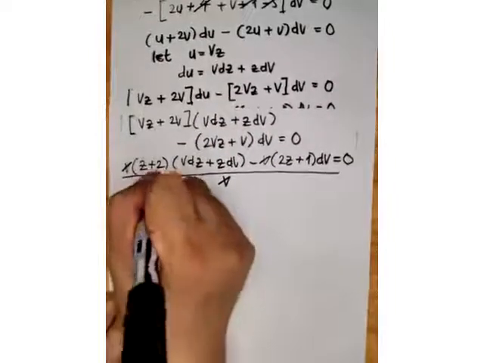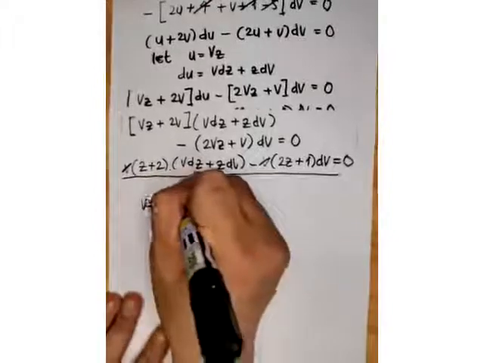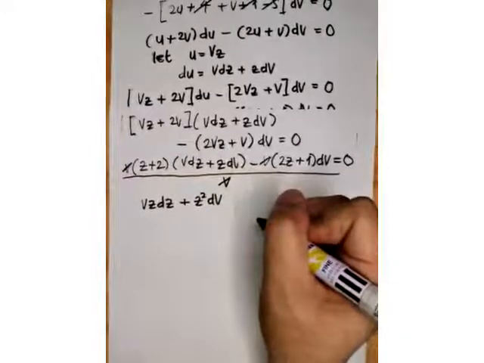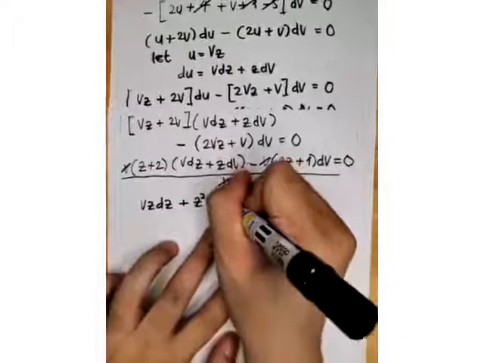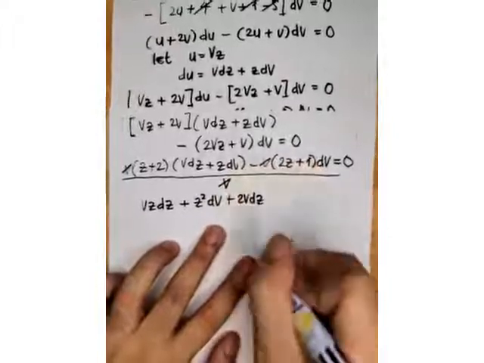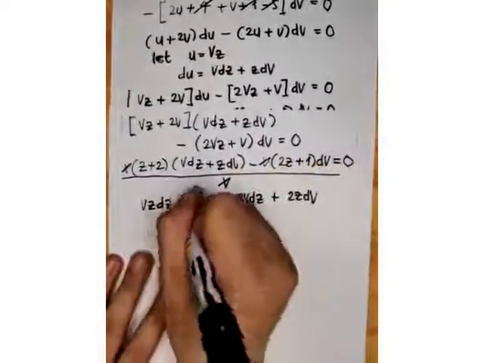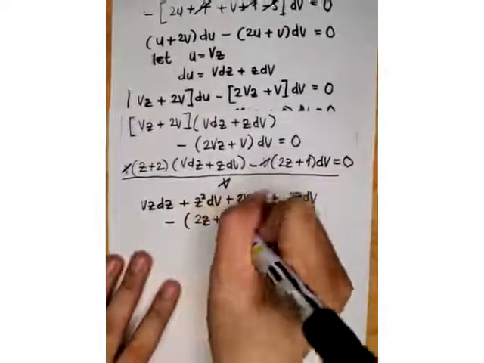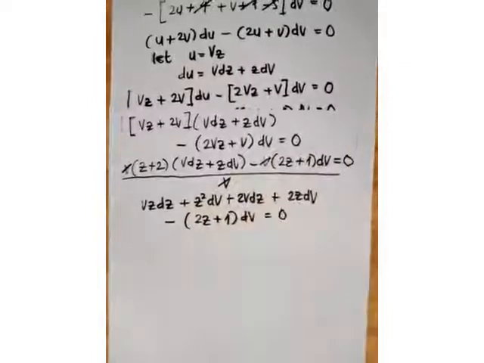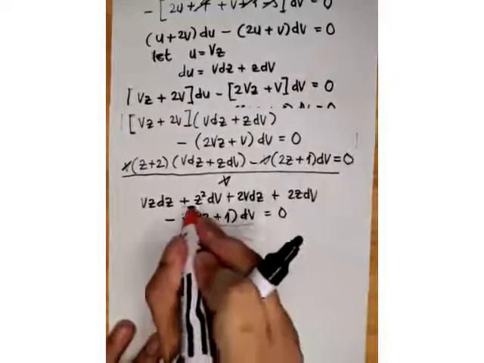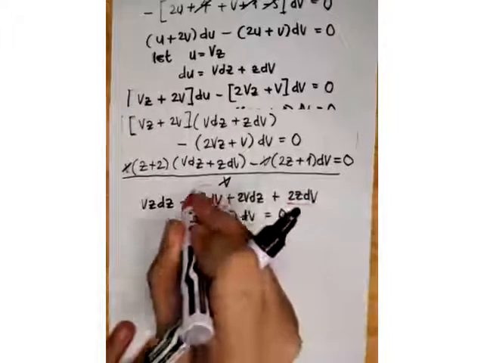So we'll have vz dz plus z squared dv plus 2v dz plus 2z dv minus quantity 2z plus 1 dv is equal to 0. Okay? And then we simplify by combining all na may z, dz tsaka dv. So yung may mga dv ito at tsaka ito.